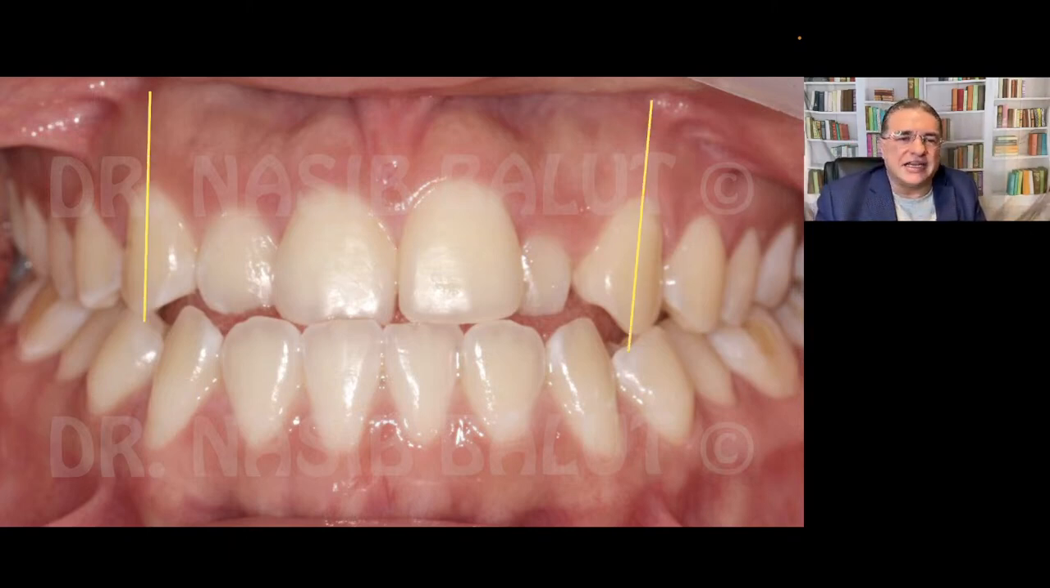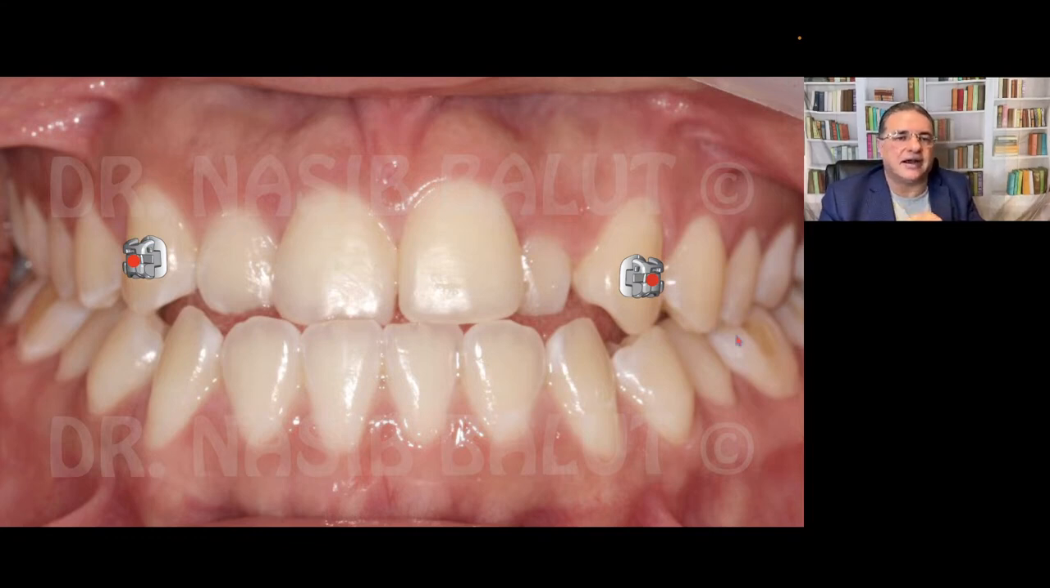So look at the inclination that we have on these cuspids. We want to end up with these cuspids with the roots centered in the basal bone. So we will be using high torque brackets. Red means that it's our high torque brackets.